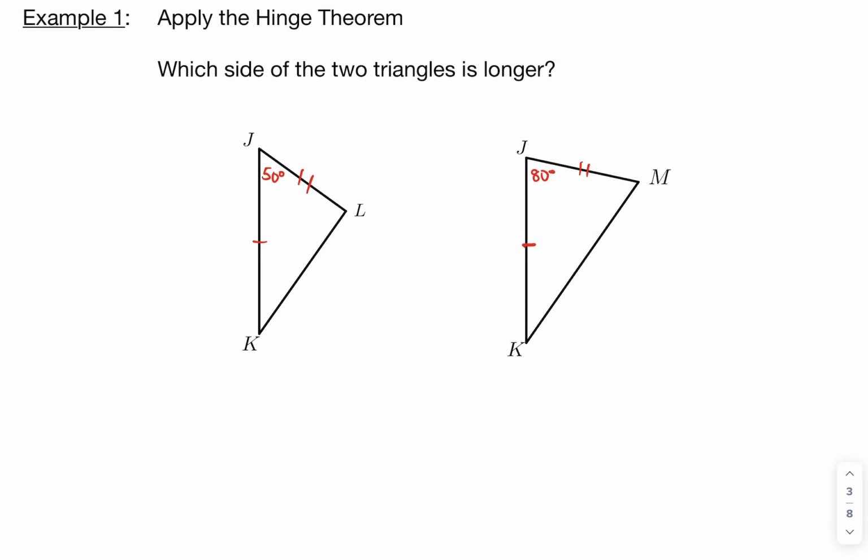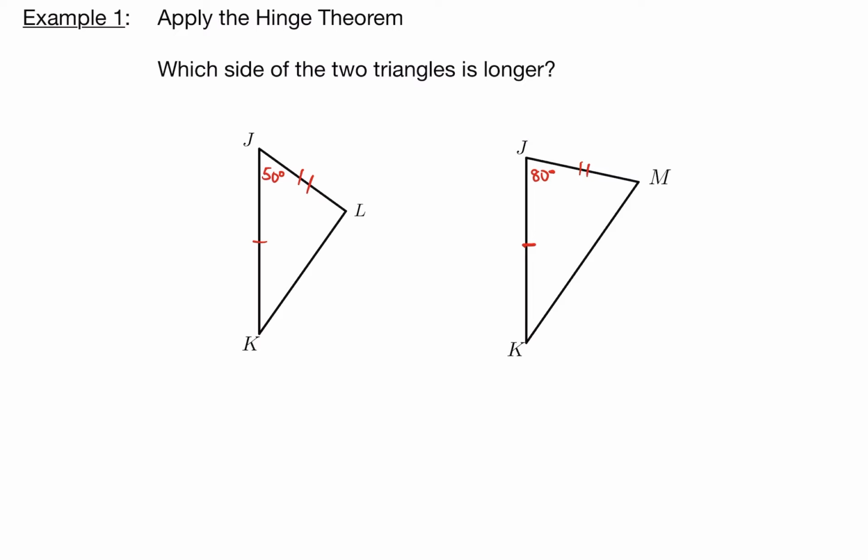Here we've got two triangles: triangle JKL and triangle JKM. Side JK in this triangle is the same length as side JK in the other triangle, and we know that because of this single hash mark. And the second side, JL, is also the same length as JM, and we know that because of these two hash marks.